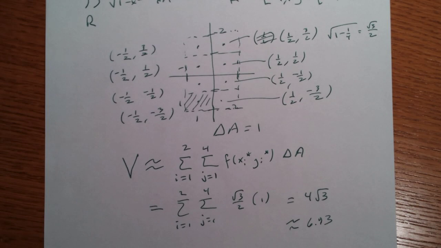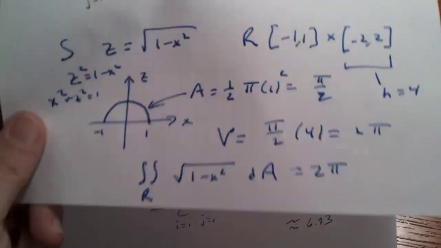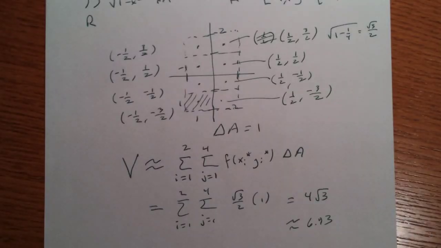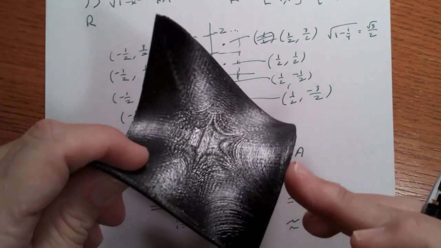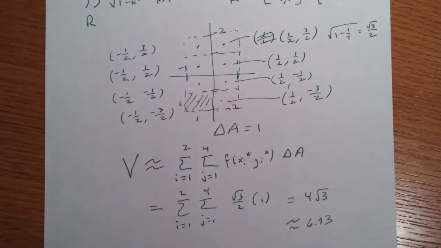What was our actual volume? Oh, right. 2 pi, which is 6.28. Not that far off. Instead of getting the integral, I got the approximation. And this seems to be an overestimate rather than an underestimate. I think we'll have to figure out why later.